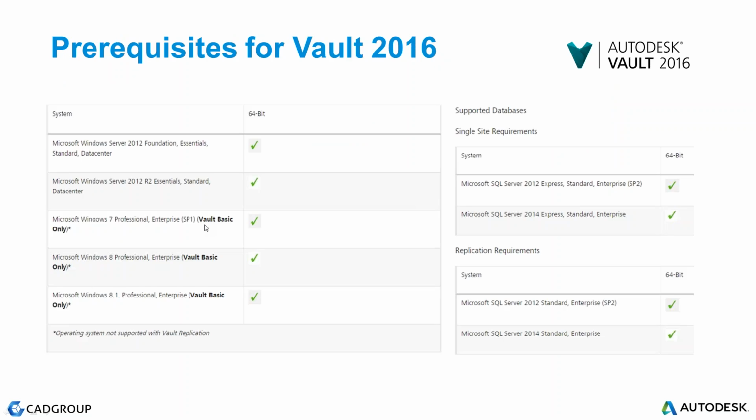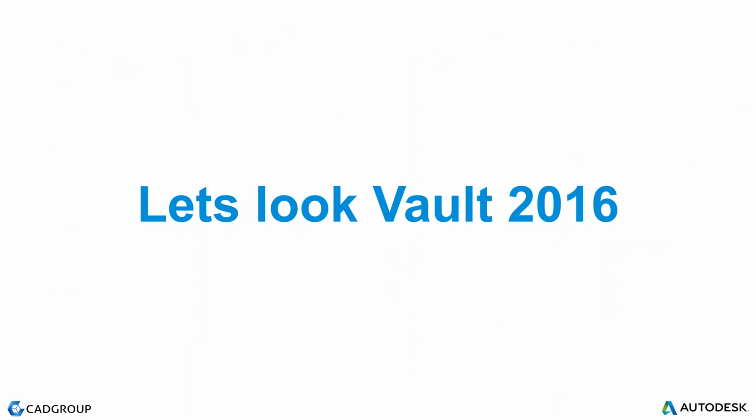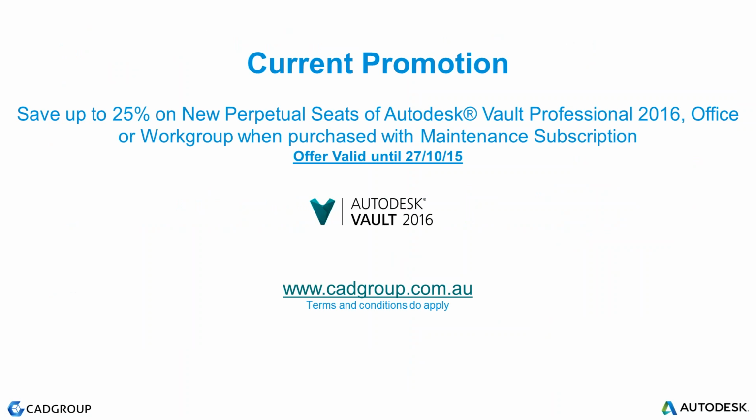Okay, so kind of moving on to near the end after I've said let's look at Vault. At this moment in time, Cadgroup have an offer on. So if Vault is something that interests you, Cadgroup have a current promotion of 25% off new perpetual seats of Vault Professional, Office and Workgroup when purchased with maintenance subscription. It is only valid until the 27th of October. So please jump onto the Cadgroup website. There's a banner that scrolls around the top. Eventually it'll get to the Vault promotion page. So if you click on that, fill in the form and one of our sales guys will be getting in touch with you, or alternatively just give us a call and one of us will get in touch with you.